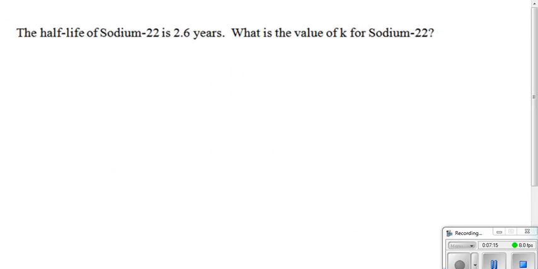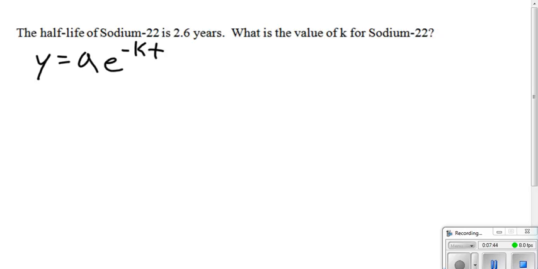Some strong coffee. Let's look at this situation. The half-life of sodium-22 is 2.6 years. What is the value of k for sodium-22? Again, sodium-22 is another isotope. It's a certain kind of sodium that takes 2.6 years for half of it to be left. So that's an exponential decay function again, and it's happening continuously. So we would use y equals a times e to the negative kt.